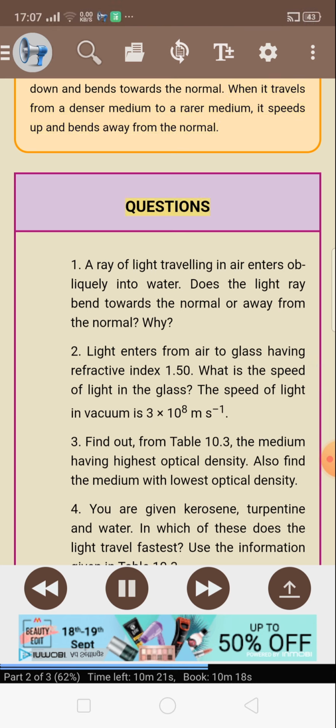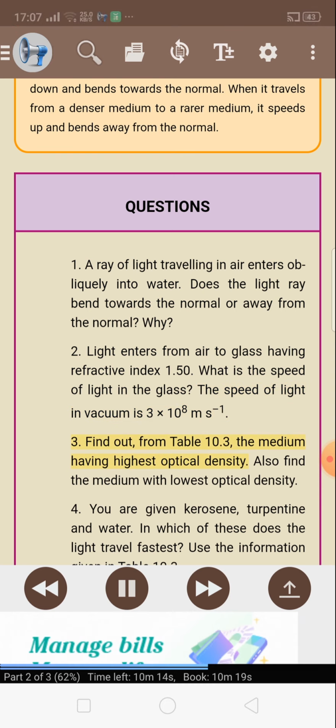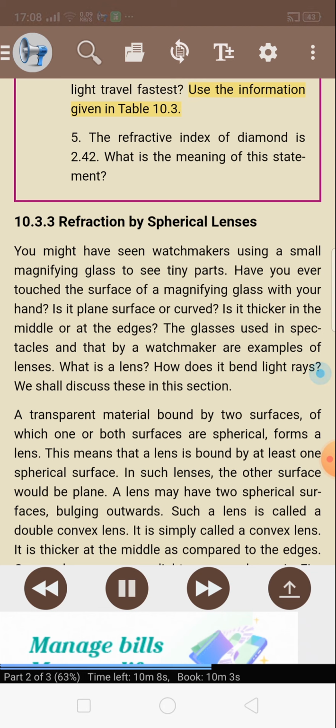Questions. 1. A ray of light traveling in air enters obliquely into water. Does the light ray bend towards the normal or away from the normal? Why? 2. Light enters from air to glass having refractive index 1.50. What is the speed of light in the glass? The speed of light in vacuum is 3 times 10^8 meters per second. 3. Find out, from table 10.3, the medium having highest optical density. Also find the medium with lowest optical density. 4. You are given kerosene, turpentine and water. In which of these does the light travel fastest? Use the information given in table 10.3. 5. The refractive index of diamond is 2.42. What is the meaning of this statement?